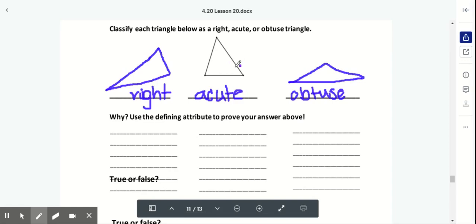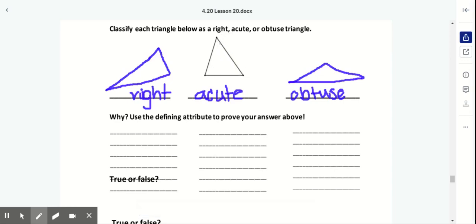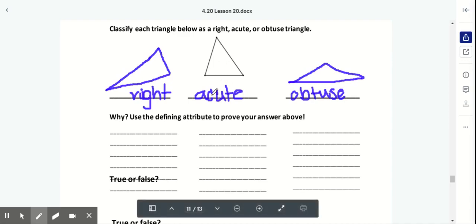Now, for our next triangle, we know that this triangle is an acute triangle. It has three angles that are smaller than 90 degrees. So that lets us know that it is an acute triangle. All angles are acute, so it makes it an acute triangle. Make sure that you have this written as a defining attribute below.